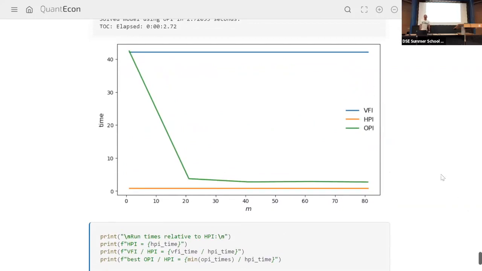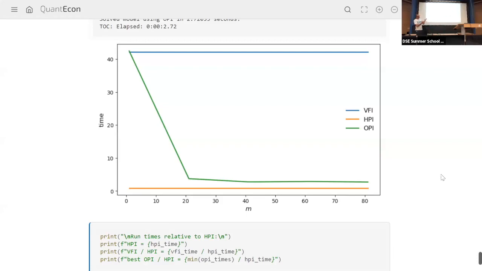So this is the timing for Numba. What you're looking at here, this is M. So M is the index in optimistic policy iteration. This is the time that's taken. This one's Howard. The blue one is value function iteration. And optimistic policy iteration is kind of looking like we promised it would. So if M is equal to 1, it's the same thing as VFI. If M equals infinity, it's going to be essentially the same thing as Howard policy iteration.